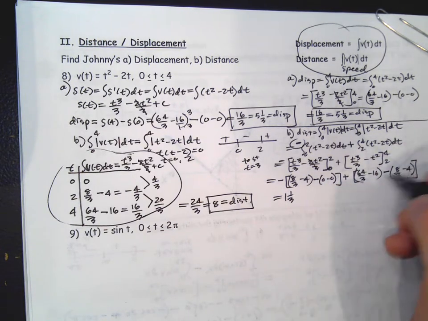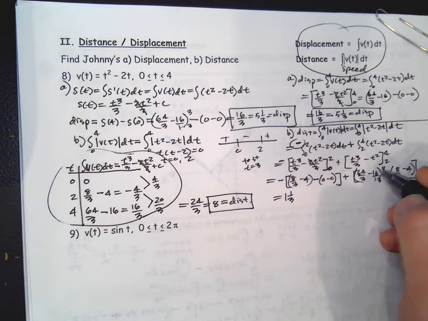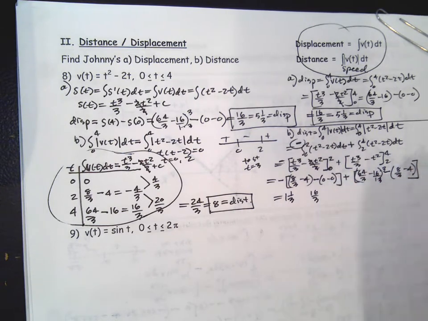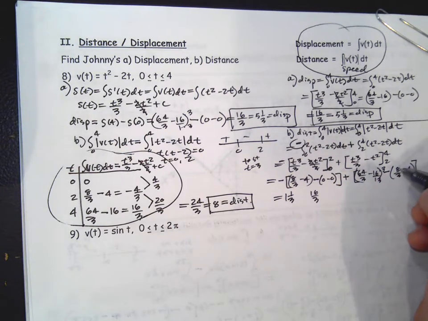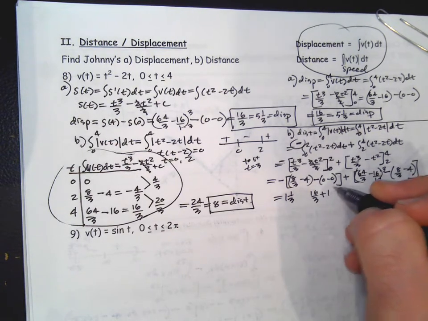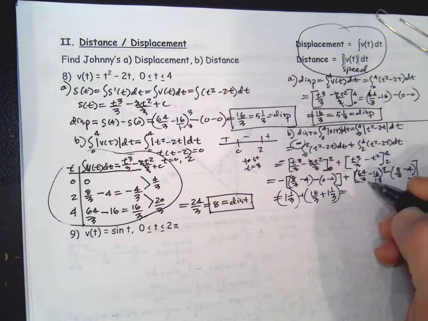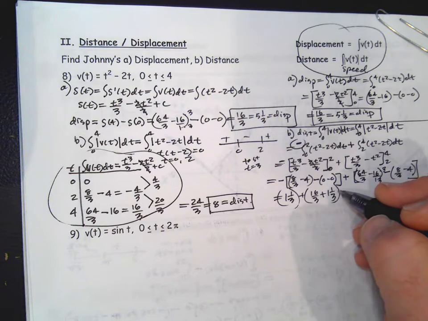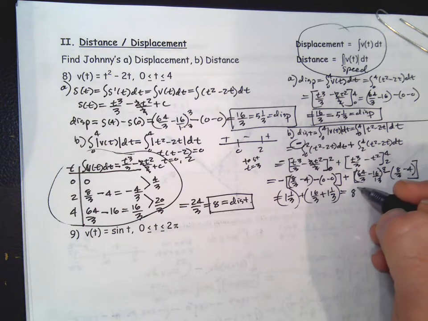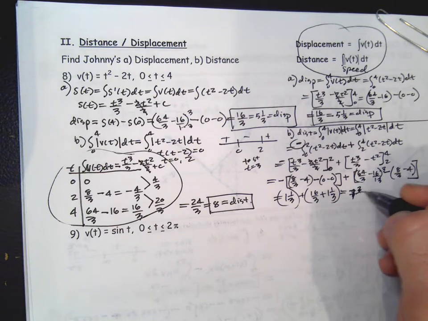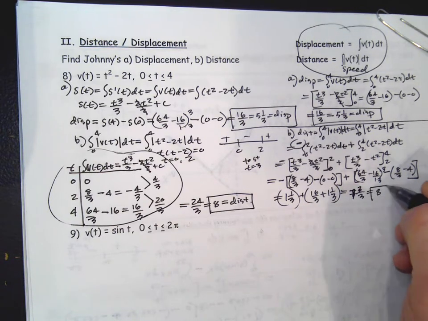And then this is going to be 64 minus 48, 16 thirds. And this is going to be a 2 and 2 thirds, negative 1 and 1 third plus 1 and 1 third. So that's 5 and 1 third. It's 7, 8, and 7 and 3 thirds, which is 8.